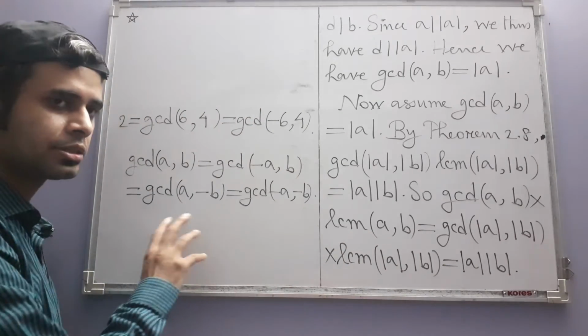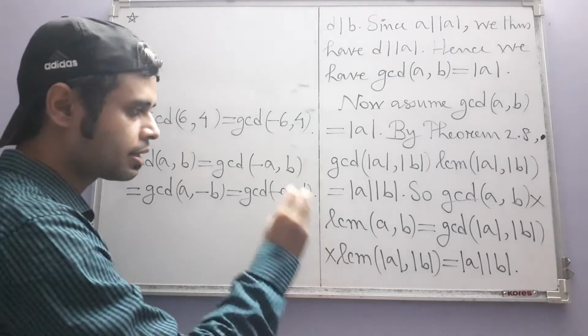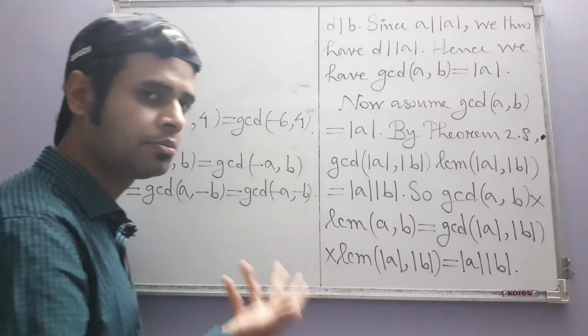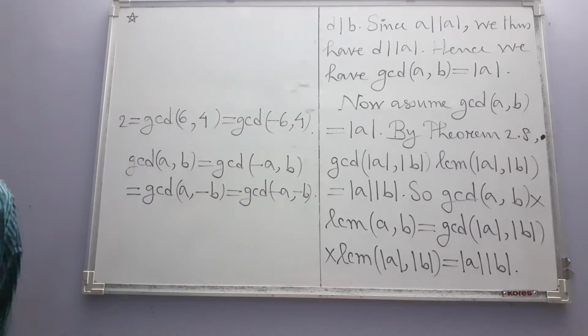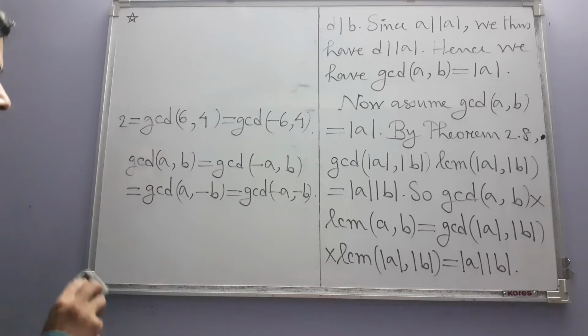Again, because of a similar reason. LCM, just like GCD, is by definition a positive integer. That is why. Okay.